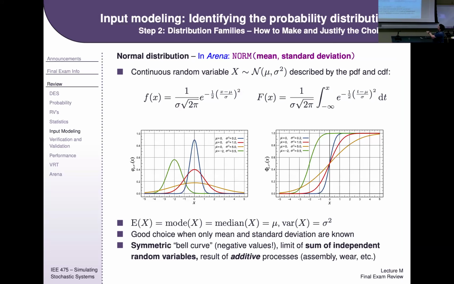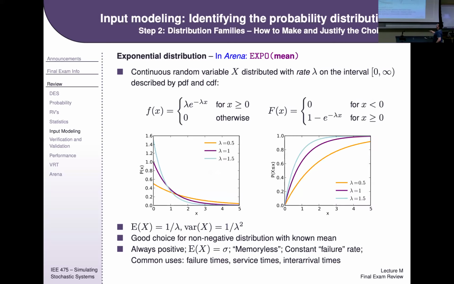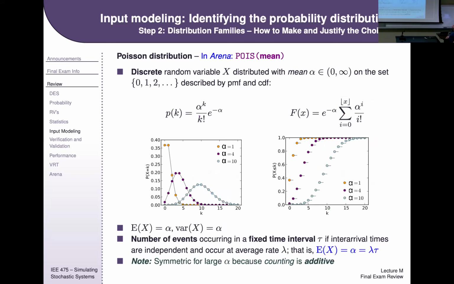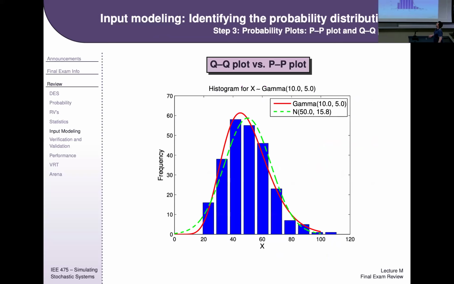I'm not going to go through all of these, but this is just a cheat sheet for those common distributions, what they look like, how many parameters they have, what they're used for. So there's the normal, the exponential, the Weibull. Those are three of the really big continuous ones. Poisson, a really important discrete one, and how does it relate to the exponential? And then here's the QQ plots.